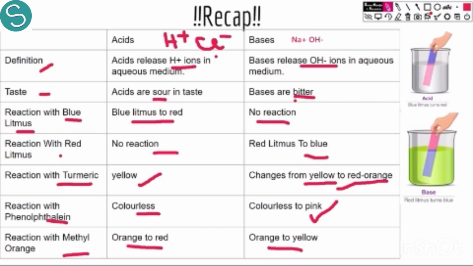For example, here we have HCl. HCl forms H positive and Cl negative. It breaks down, it dissociates into H positive and Cl negative ions. For bases, bases form OH negative ions, which are called hydroxide ions. Here we have NaOH. NaOH, when mixed in water, dissociates to form Na positive ion and OH negative anion, which is hydroxide ion. So this is how we define acids: acids release H positive ions in aqueous medium and bases release hydroxide ions in aqueous medium.